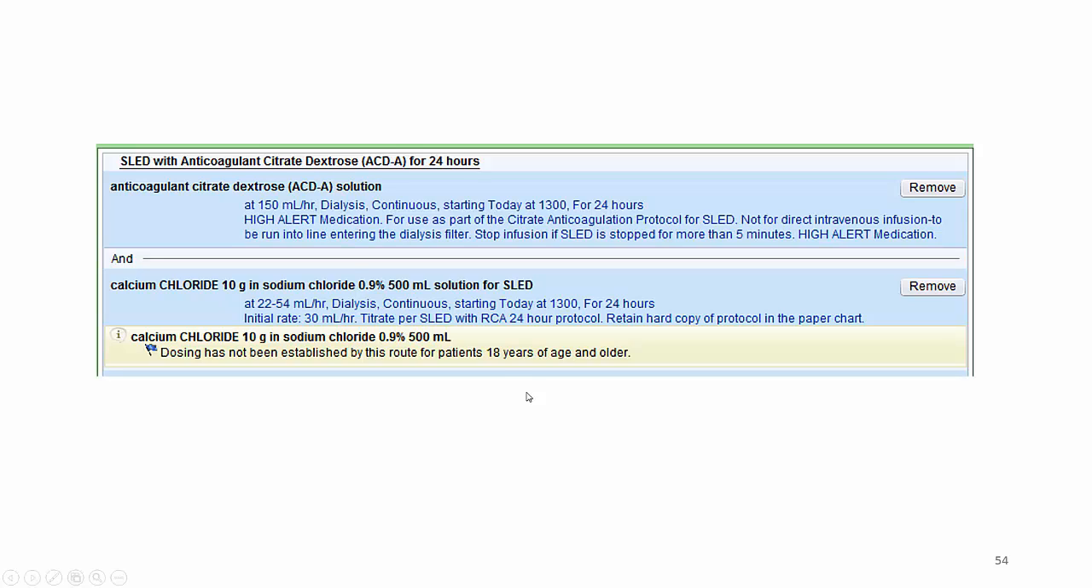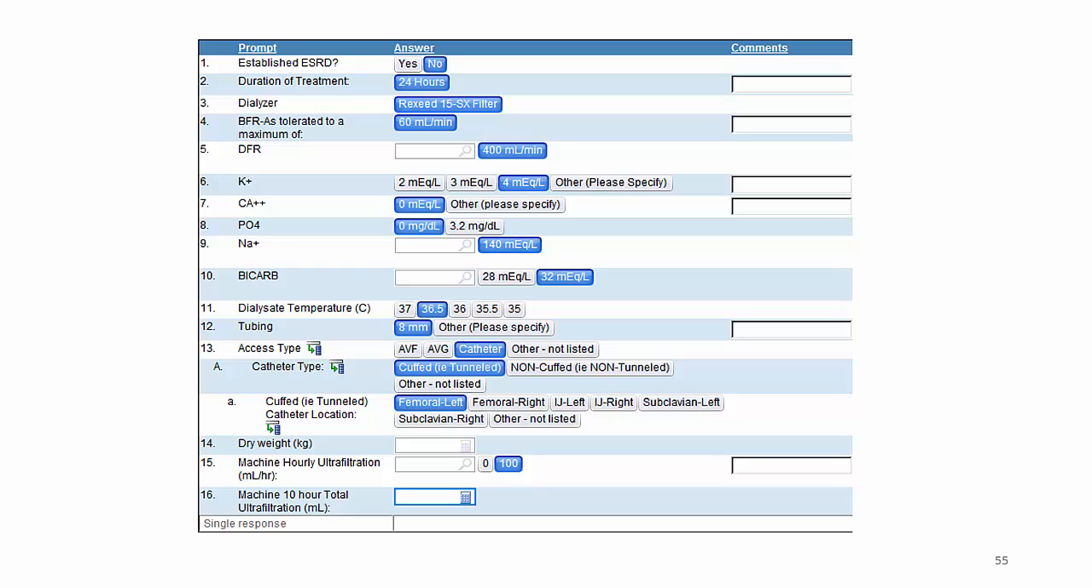And this is just the actual infusion order. Usually we infuse citrate at a rate of close to 150, and then the calcium between 22 and 54, depending on those 4 parameters that I just mentioned to you. Overall, you'll end up infusing around 190 to 200 cc an hour over 10 hours. That's around 2 liters. So that's the ultrafiltration you sometimes see on the machine.